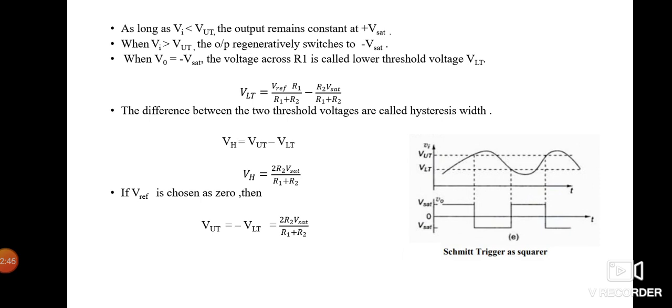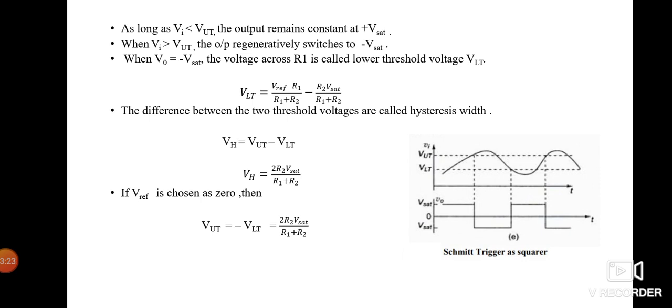As long as Vi is less than VUT, the output V0 remains constant at plus Vsat. When Vi is greater than VUT, the output regeneratively switches to minus Vsat and remains at this level as long as Vi is greater than VUT.